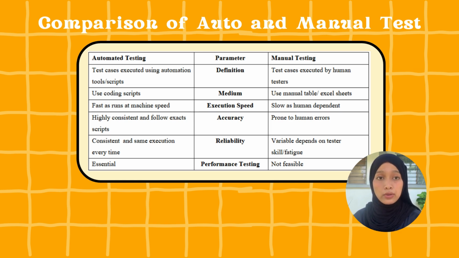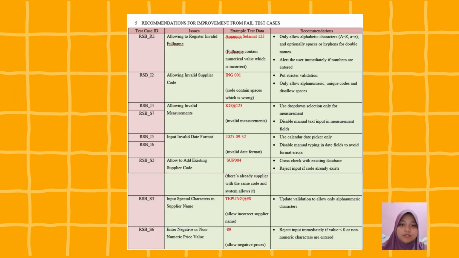The accuracy for automated testing is much higher and highly consistent, as it follows the exact scripts, while manual testing might be prone to human errors. Next is the recommendation for improvement from the failed test cases. Out of 33 test cases that we have performed, we found that there are 7 test cases that failed.